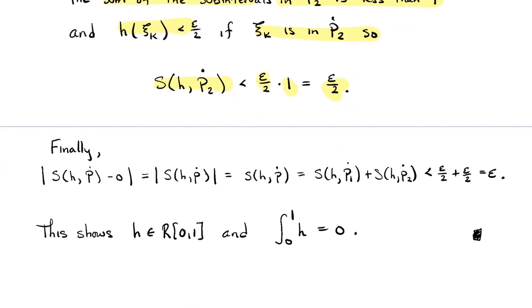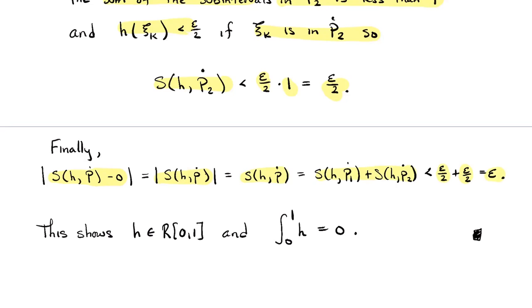So finally, if we look at the entire Riemann sum's difference from 0 in absolute value, well, that's certainly just the absolute value of the Riemann sum. H is a non-negative function, so that Riemann sum is greater than or equal to 0. The absolute values don't do anything. We already remarked that the Riemann sum splits into these sums over P1 and P2 separately, and we just argued that those things are less than epsilon over 2, respectively, and that sums to epsilon.